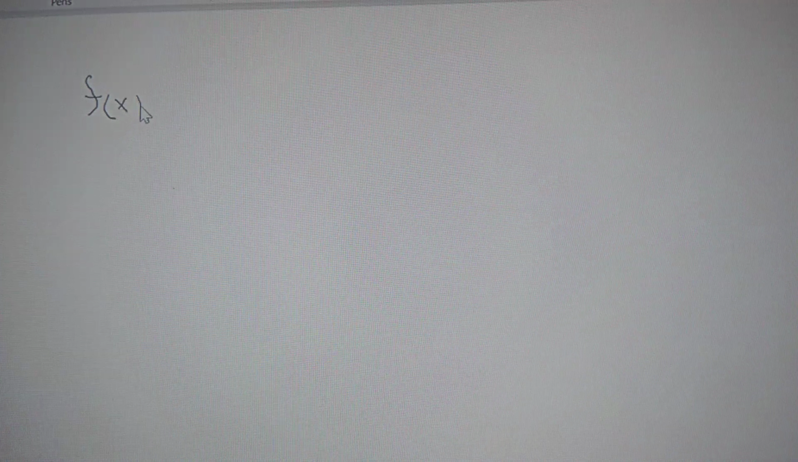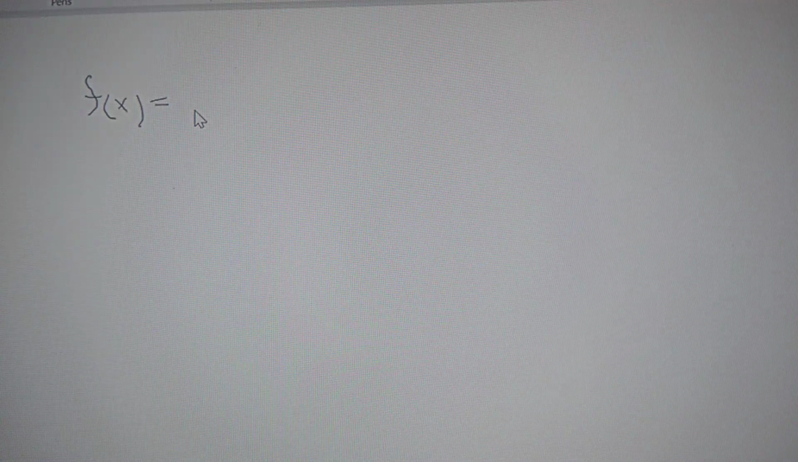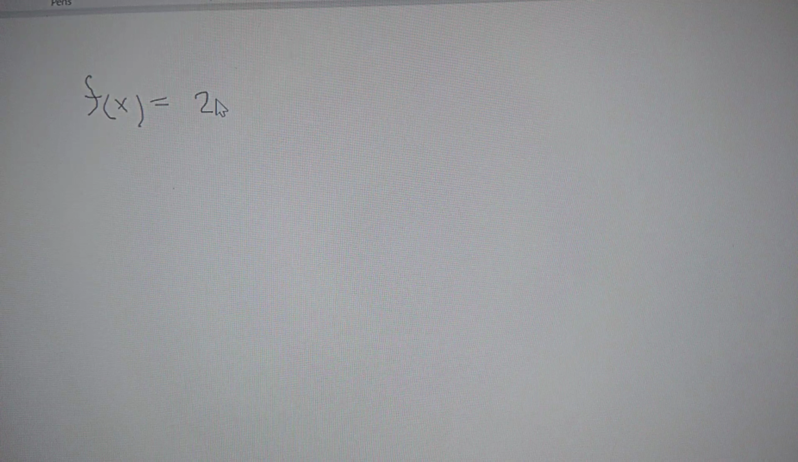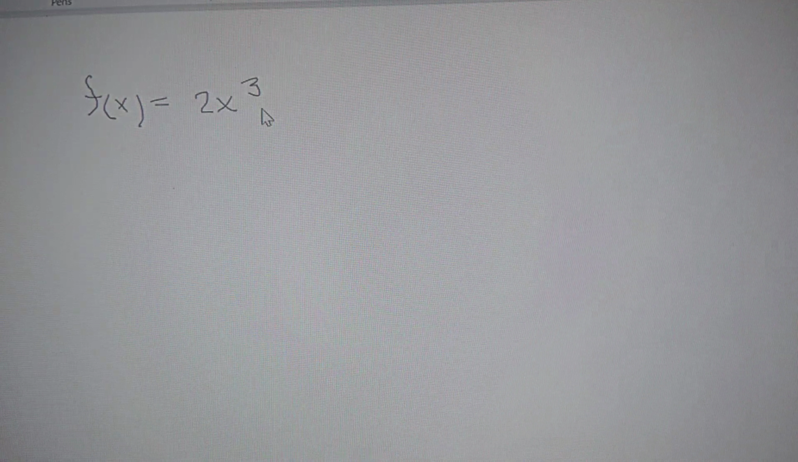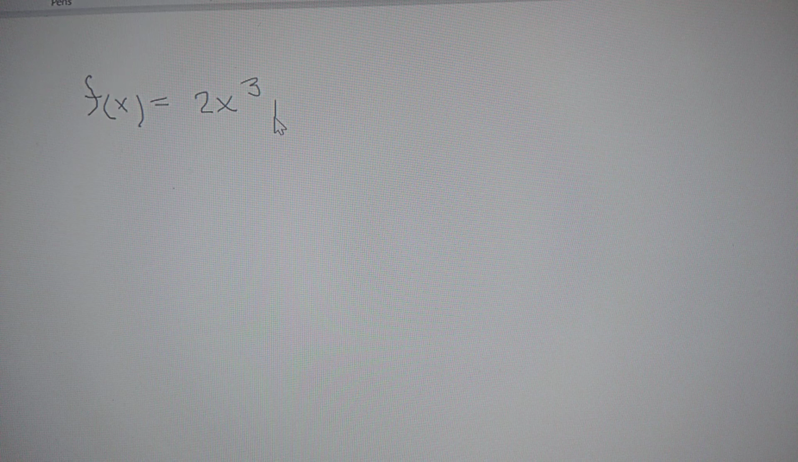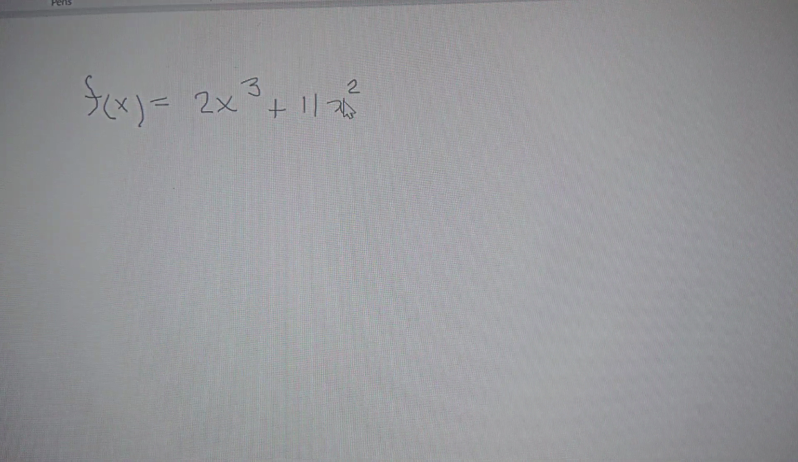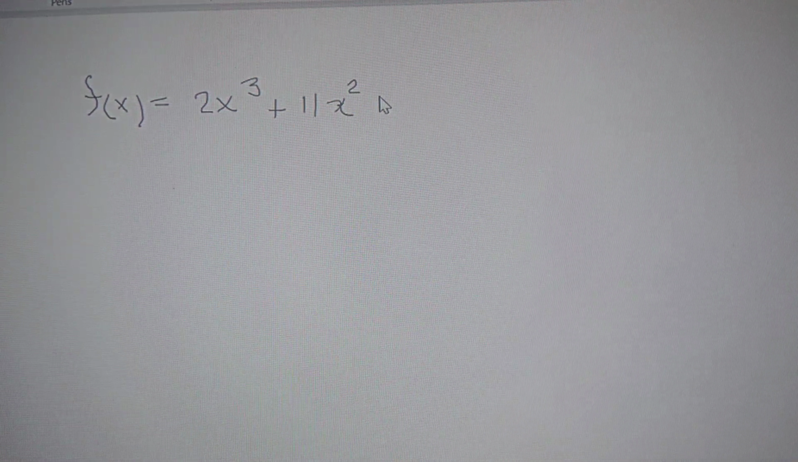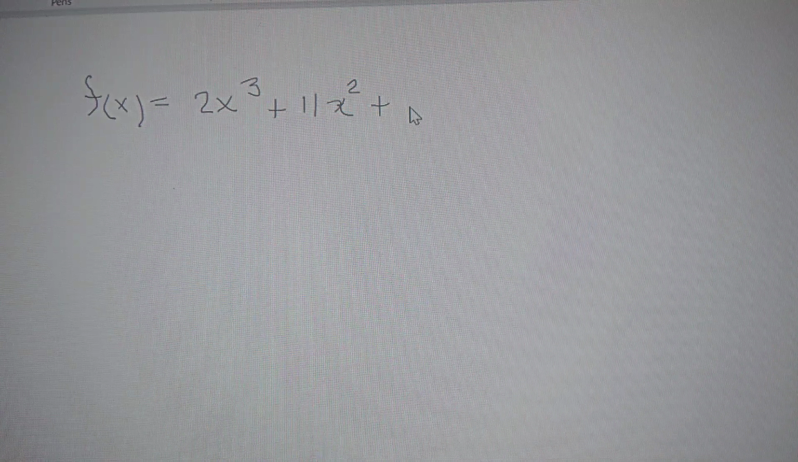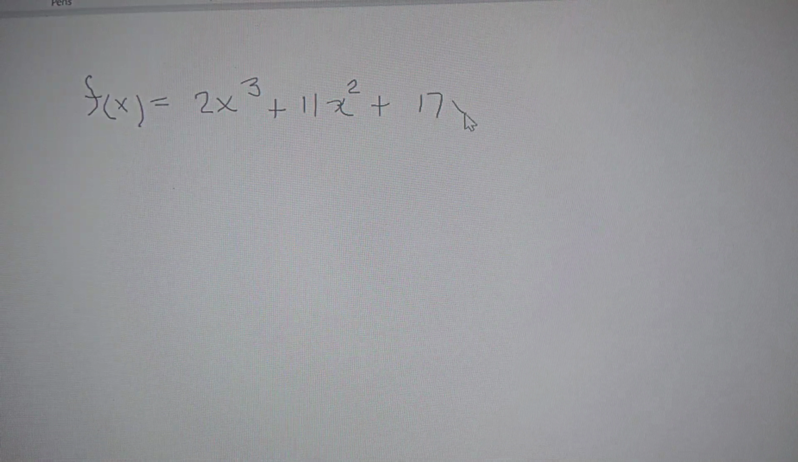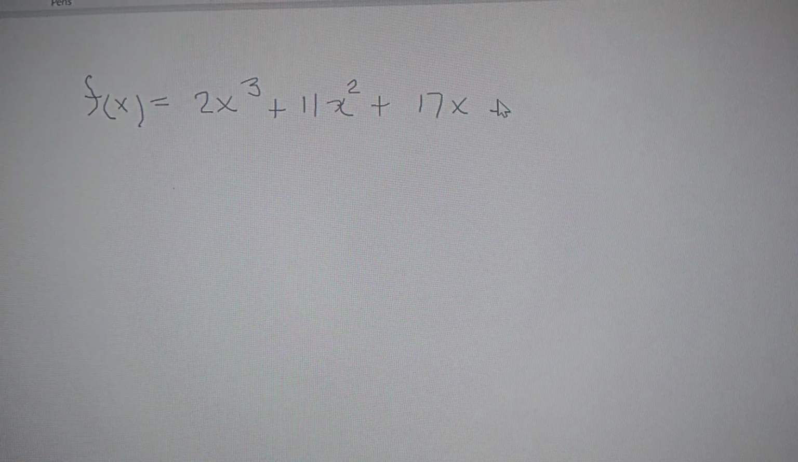So, let's write the polynomial function again. f of x is equal to 2x cubed plus 11x squared plus 17x plus 6.